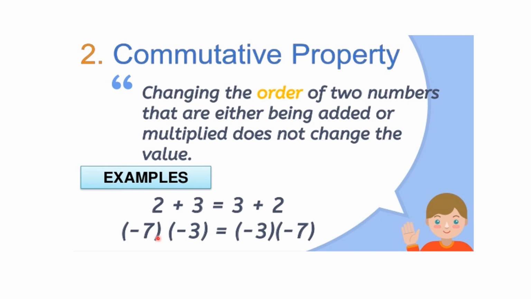Now let us multiply these two integers. Minus 7 into minus 3 is 21 and minus 3 into minus 7 is also 21. Here also we have changed the order. So we can say addition and multiplication are commutative under integers.